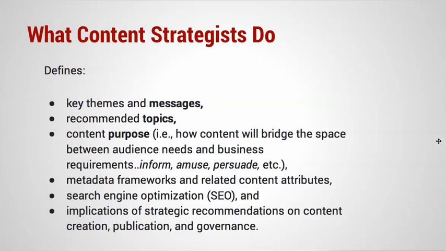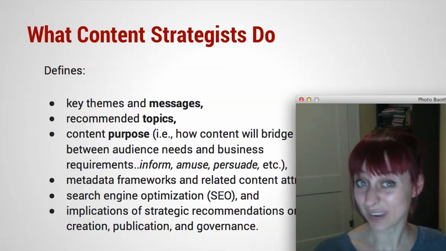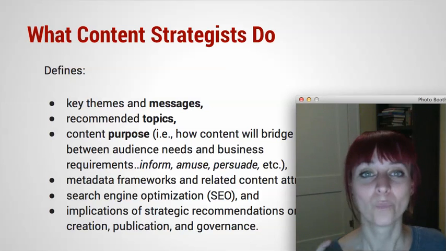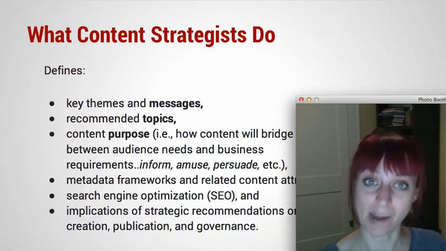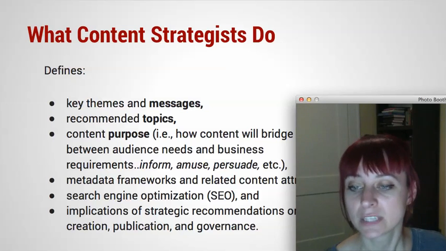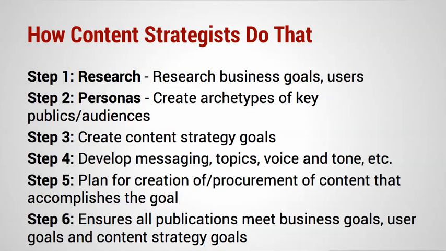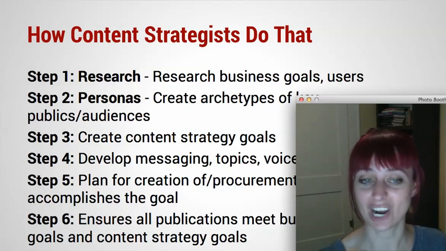And content strategists consider the implications of the strategic recommendations that they're making on content creation, publication, and governance. That just means the content strategist has to figure out who's going to write the content, where are we going to get it, and what does this mean? Do we need to hire more people? And so on. So how do content strategists do all that? Well, there is a process which you read about in your textbook this week. Step 1, research. Always start with research.